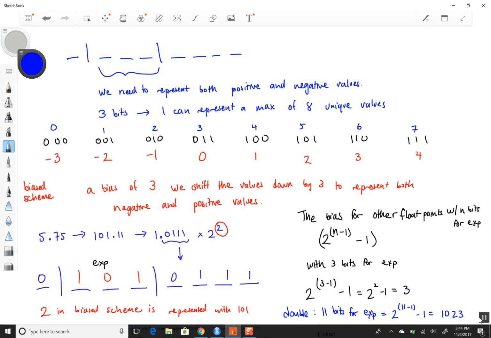We have a few special cases here, and this is how we represent some values. I guess I'll have to cover the rest on Wednesday. Okay, so special cases. If the exponent is all ones and the mantissa is all 0, then you have infinity.